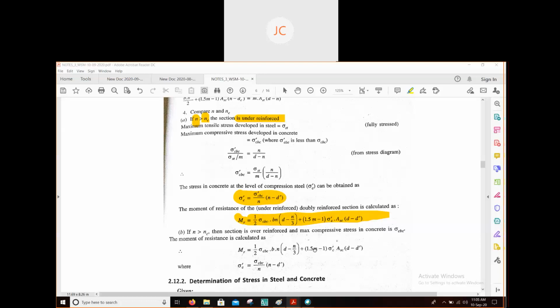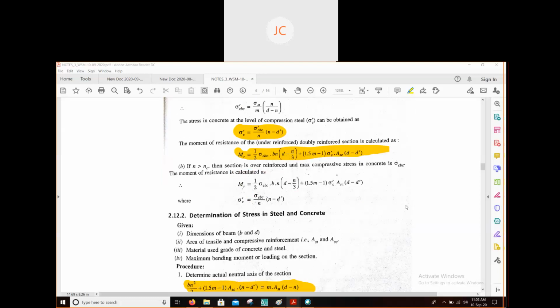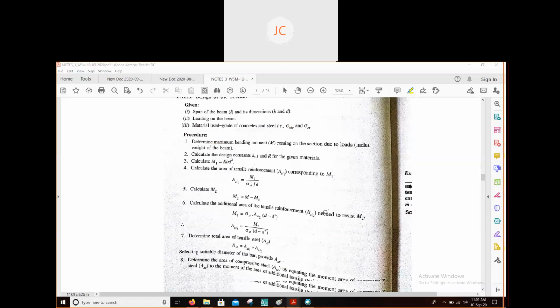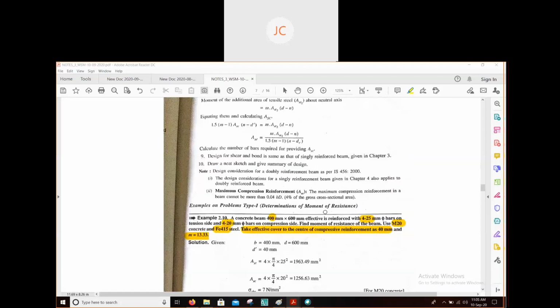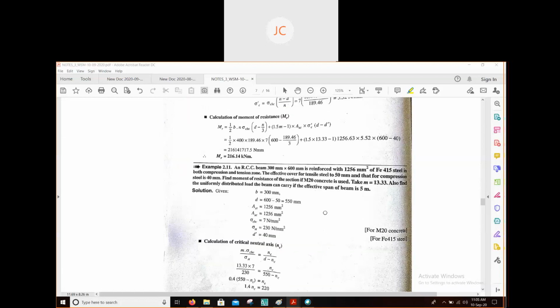Okay, so let us move to the next problem. I hope all of you can solve it. It is very simple, only you have to put the values in this formula. If it is under reinforced, you need to put all the values in this formula and you will get the answer. So let us see the second problem. You can see the question.